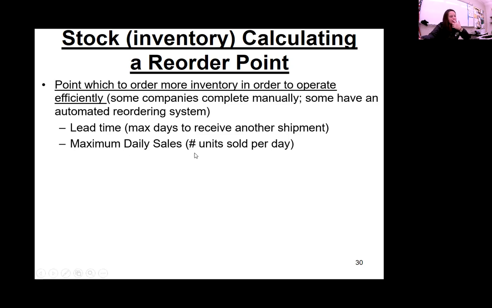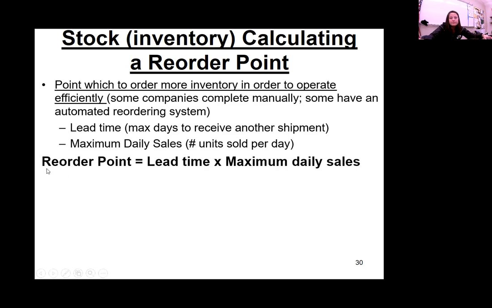Maximum daily sales, that's the amount of your product, like pencils, that you're selling per day. So if it takes a company 5 days to ship you pencils and you sell 500 pencils a day, you're just going to multiply the time it takes to ship times however many pencils you sell each day. And that's going to be your reorder point. So it's going to be your lead time times your maximum daily sales. So shipping time times however many products you sell per day.